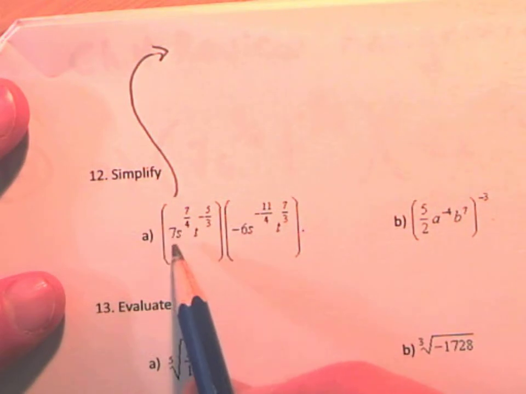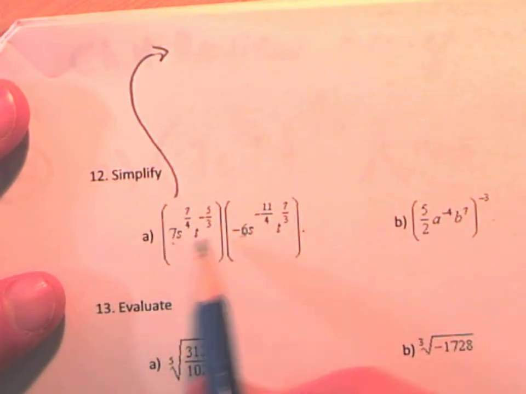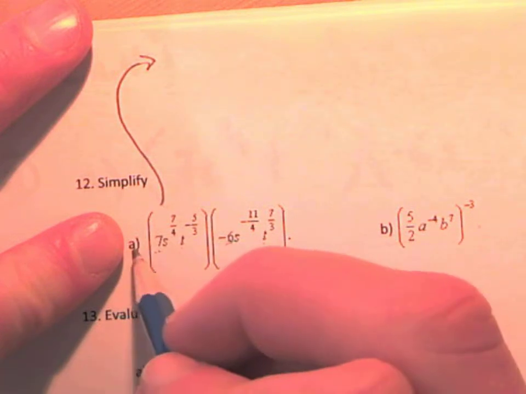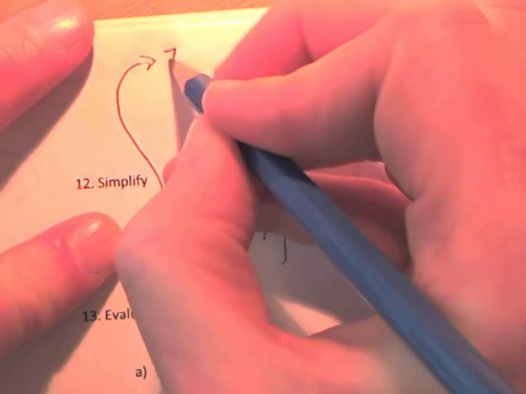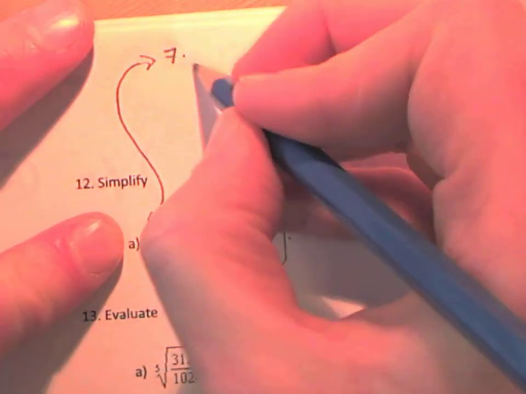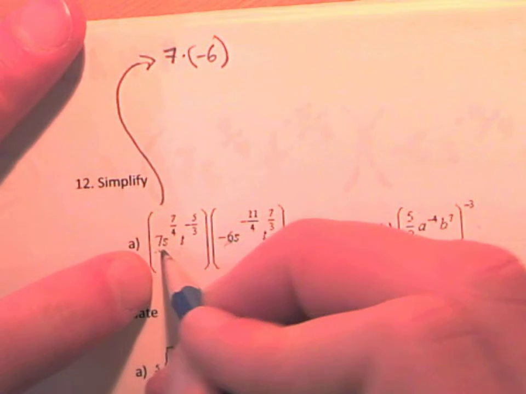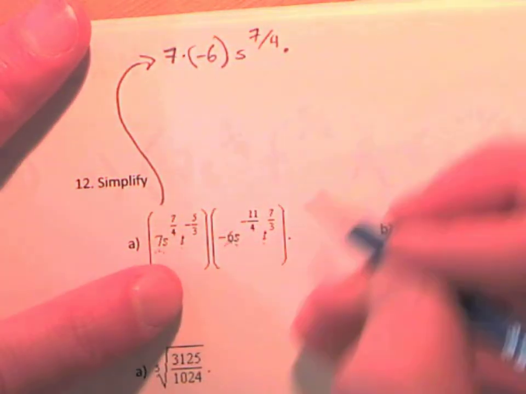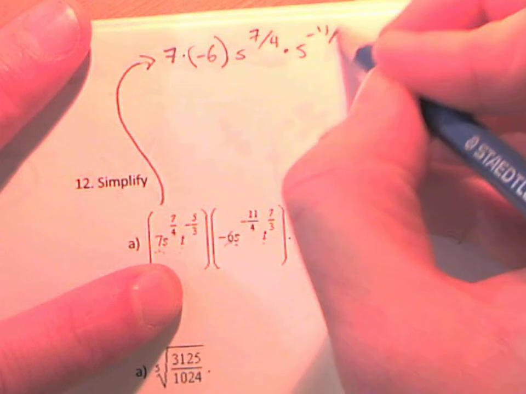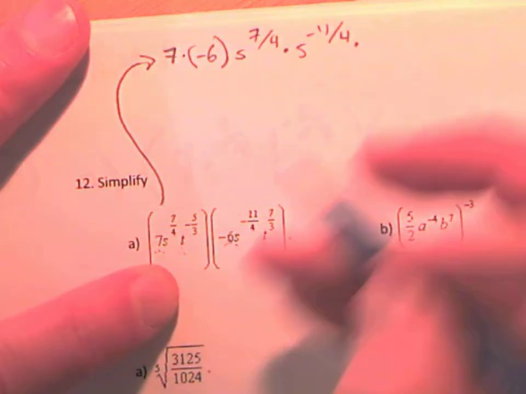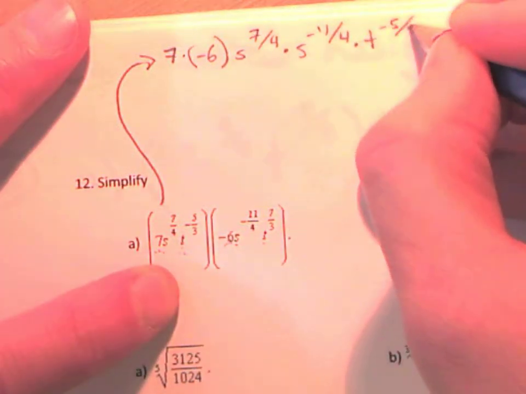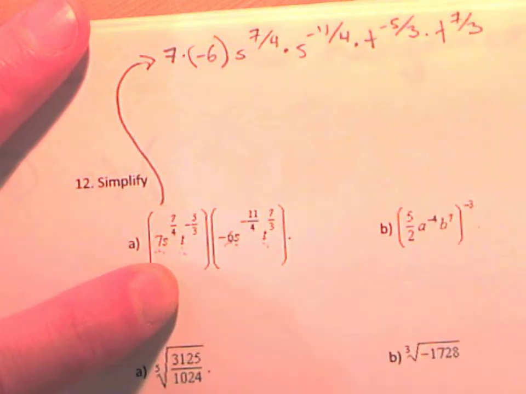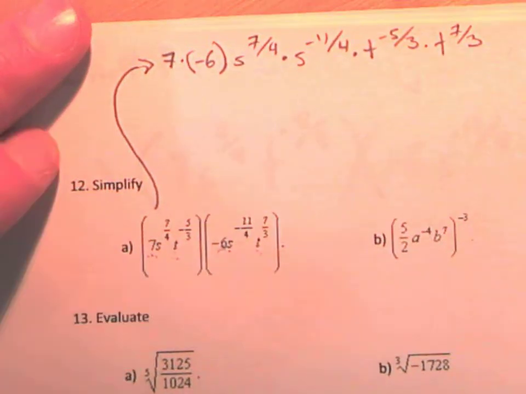So let's bring the s's together, the numbers together, and the t's together. So we can rearrange everything that's being multiplied, because everything here is being multiplied. So we can write that 7, and I'm going to write that -6 beside it. And then I'm going to write the s to the 7 over 4, and I'm going to write the other s to the -11 over 4. And then I'm going to write this t to the -5 over 3. And then I'm going to write the last t to the 7 over 3. So I've written everything, and I've just written them in a different order.